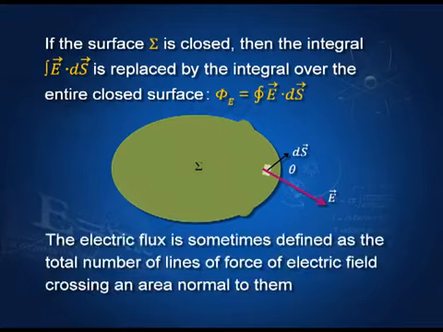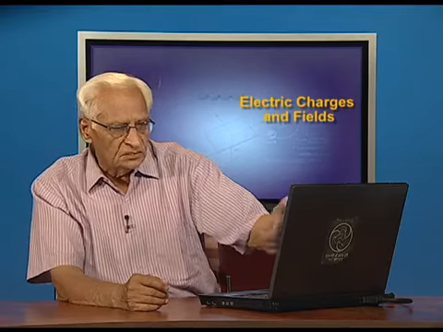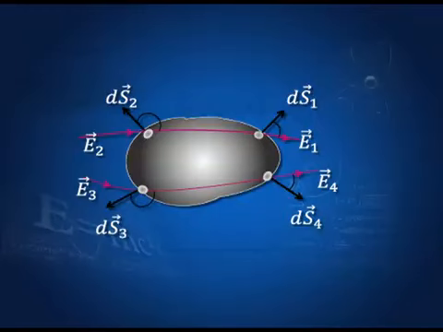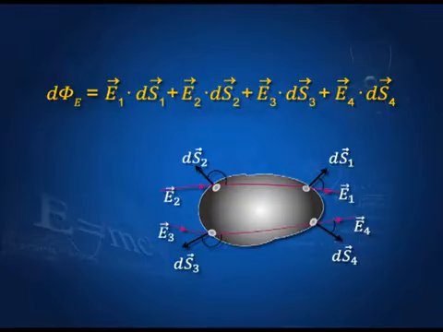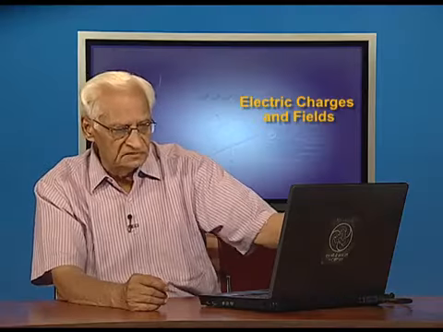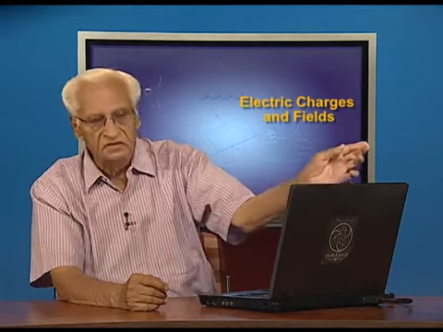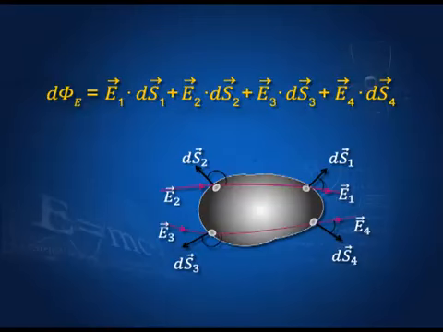As I have said earlier, the electric flux is sometimes defined as the total number of lines of force of electric field crossing an area normal to them. Now, suppose we have a surface like this again, and there are two lines of force which are entering this surface and coming out. Then what happens? This elemental area dS here makes an obtuse angle with the electric field, because the electric field is in this direction, the normal to the surface in this direction, and this angle is more than 90 degrees. Similarly, here on this side these angles are acute angles.